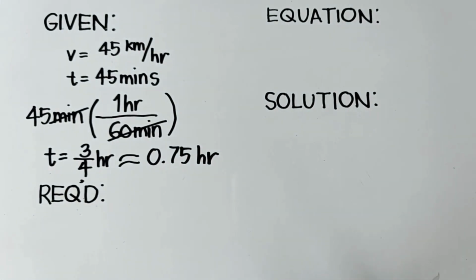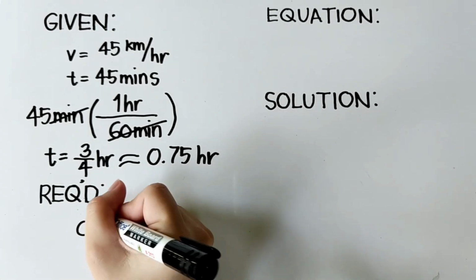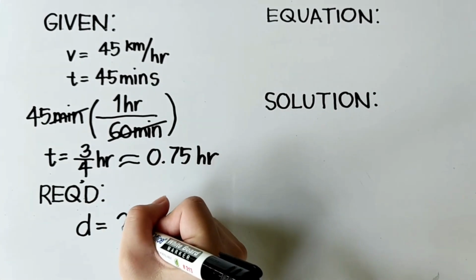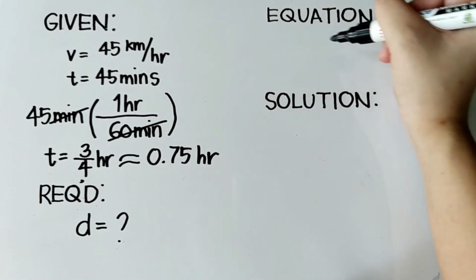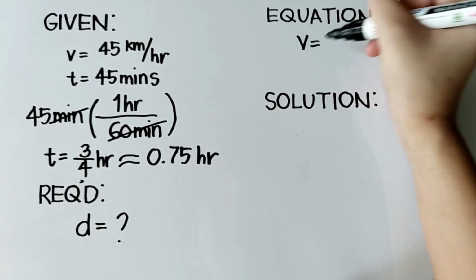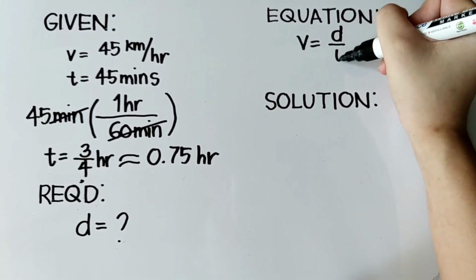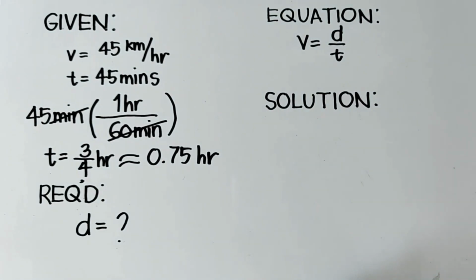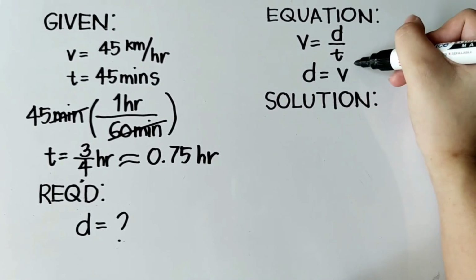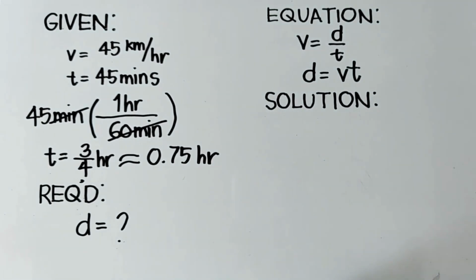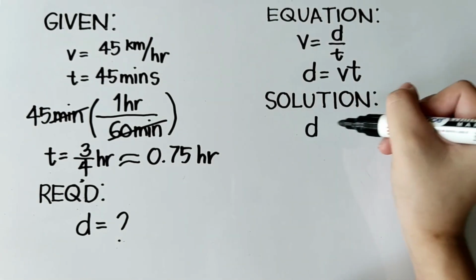In this problem, we are trying to determine the distance which was covered by the truck. And to get the distance, we're going to use the equation velocity is equal to distance over time. And from this equation, we can have the formula d = v × t. D is for the distance, V for velocity, and T is for time. After this, we can now substitute our given values in the formula.